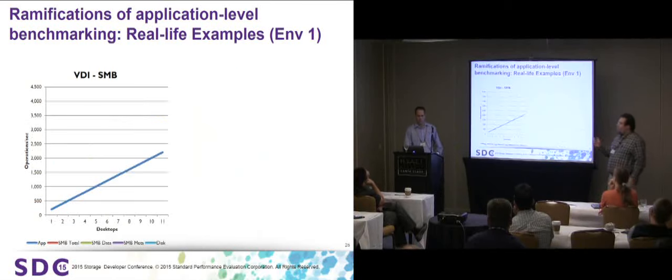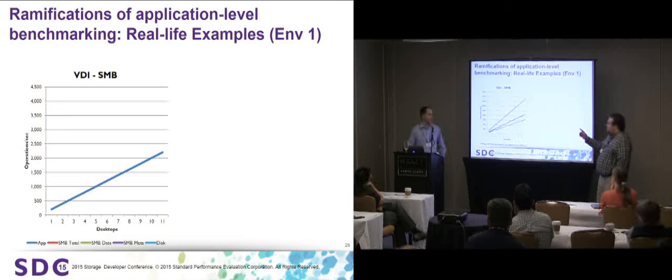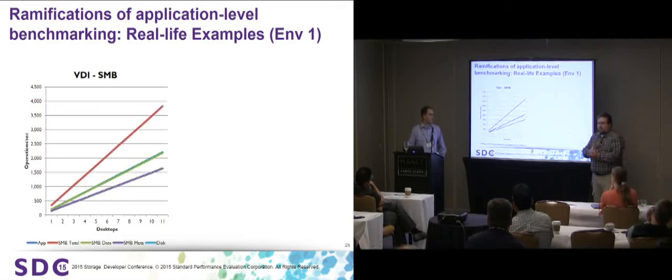So, operations per second for VDI in the Windows environment, that's what the benchmark's requesting. We can see the SMB data requests per second match exactly the benchmark's requested operations per second. But the load generators are adding in a whole bunch of metadata. The purple line there, we're seeing almost as many metadata requests as data requests.